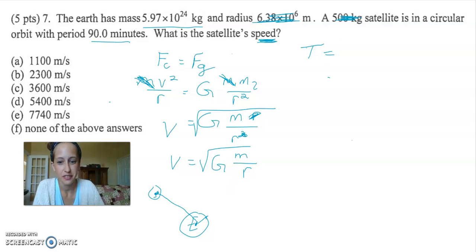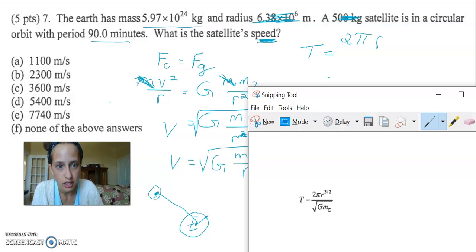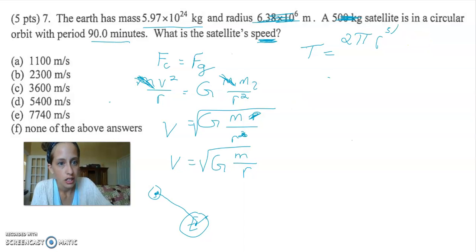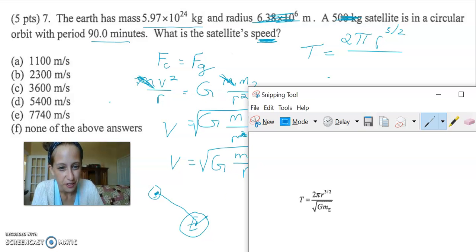Okay, so 2 pi r to the 3 halves over root G ME.